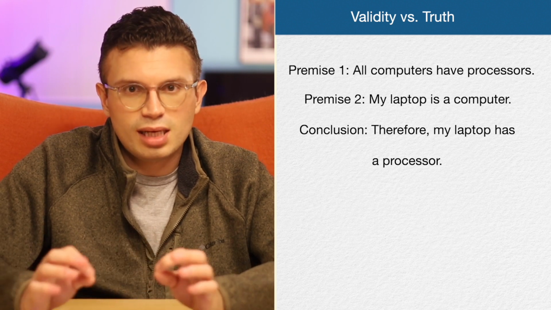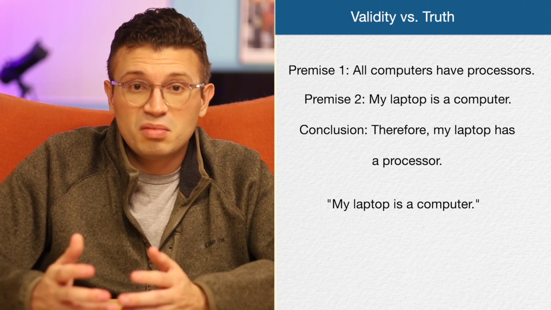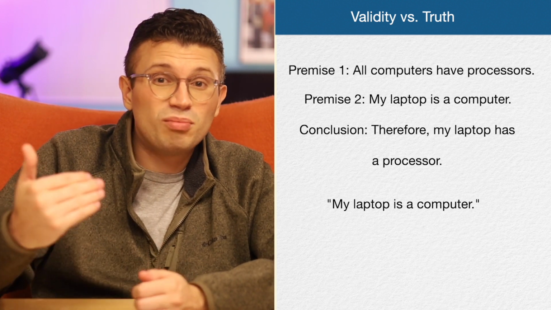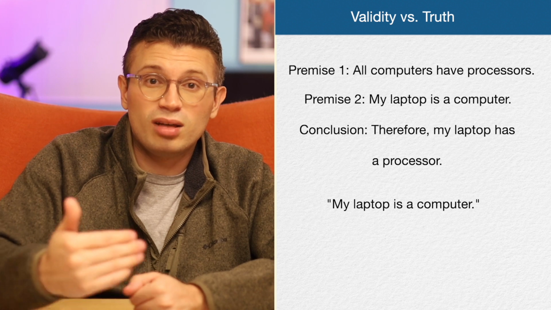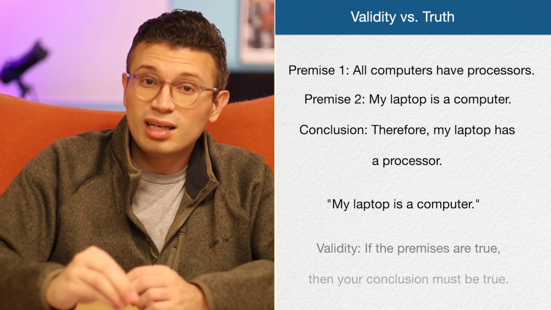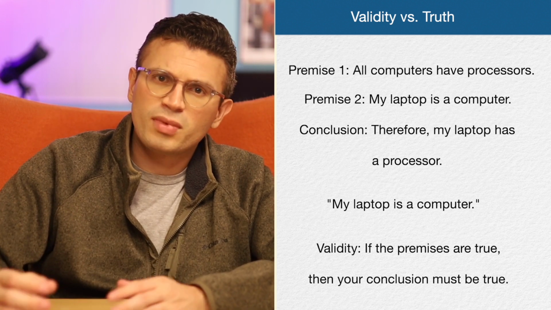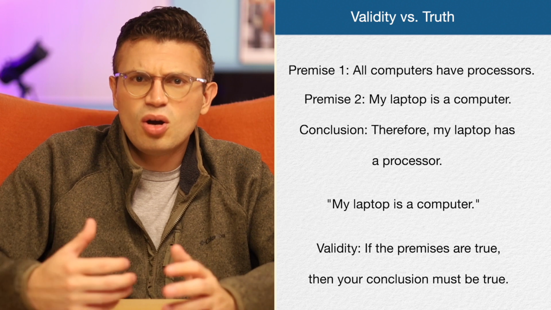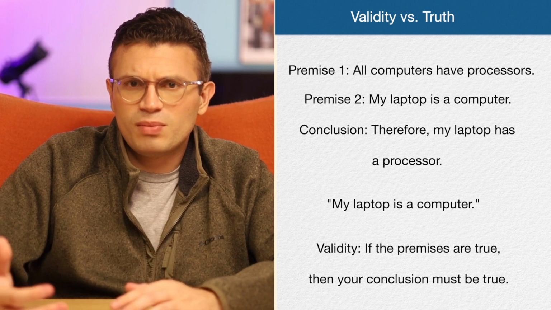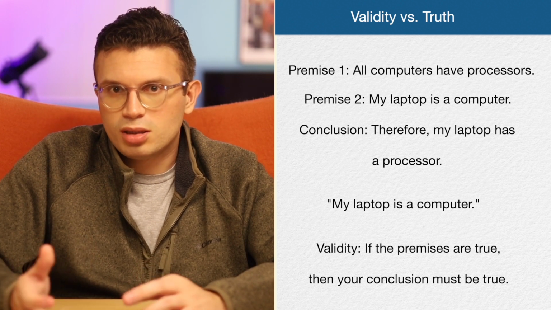All right, so here we've got a sentence. My laptop is a computer. Is this valid? Right? How can it be? That goes completely against the definition of what validity is. Just to fill in any gaps, let me give you that again. Validity is if the premises are true, then your conclusion must be true. With just this sentence here, what premises do we have to back up the statement my laptop is a computer? None. Literally none. There's no argument.